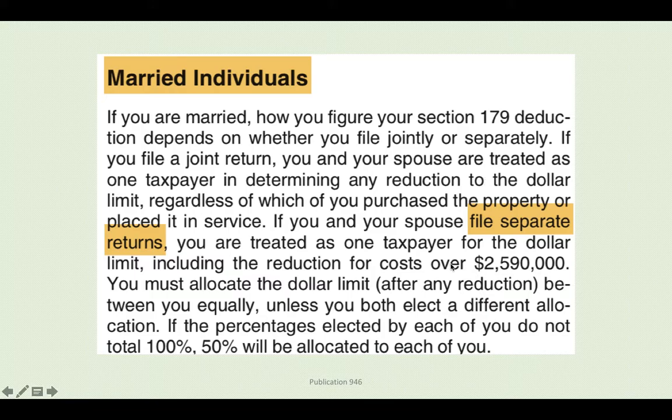So that's regarding the married couple. Basically, if you are married and file separately, your total deduction limit and the total cost exceeding limit cannot exceed the limit, but you are allowed to allocate.